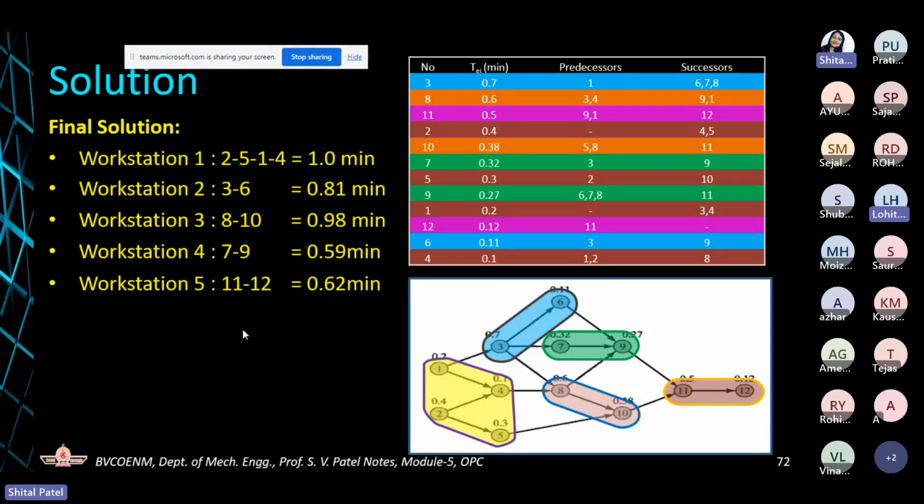Am I clear with this? Each will carry 3 marks: 3 marks for the table, 3 marks for the network diagram, and 3 marks for the final solution. 1 mark is remaining, which is given in the next slide. Up to this slide number 72, does anyone have any question?